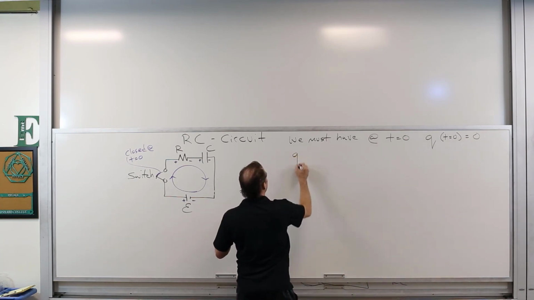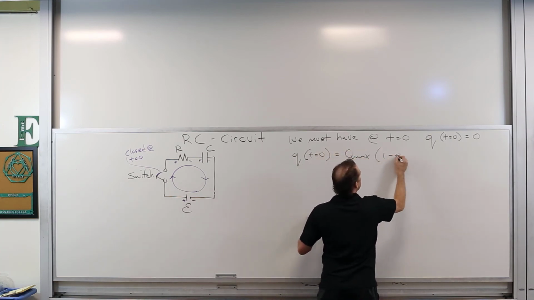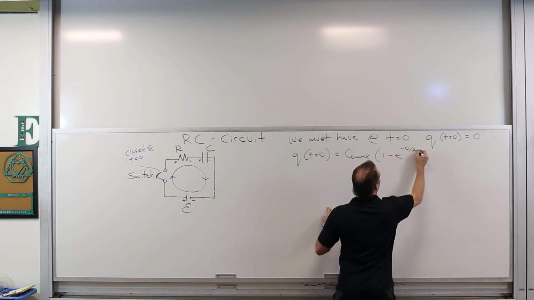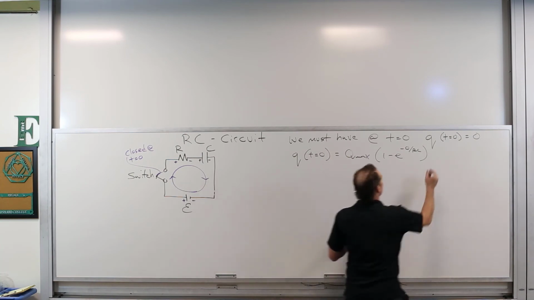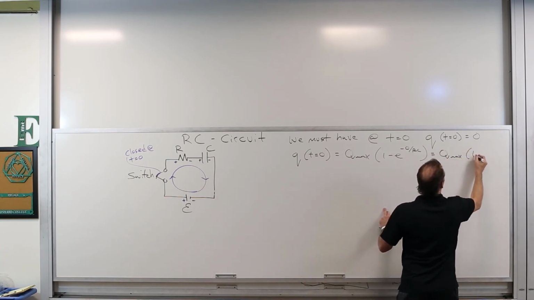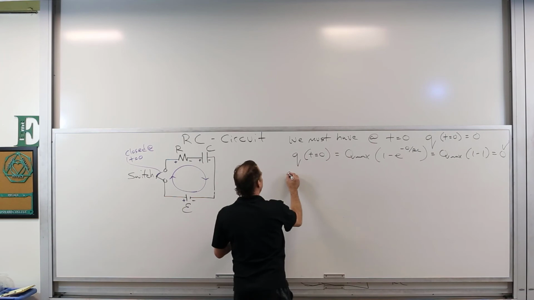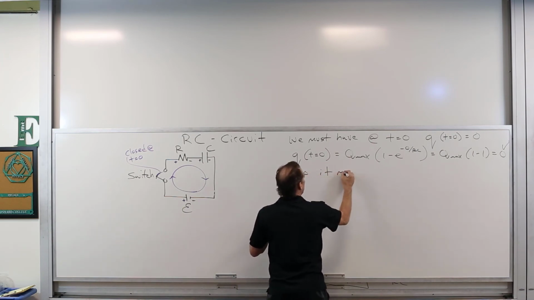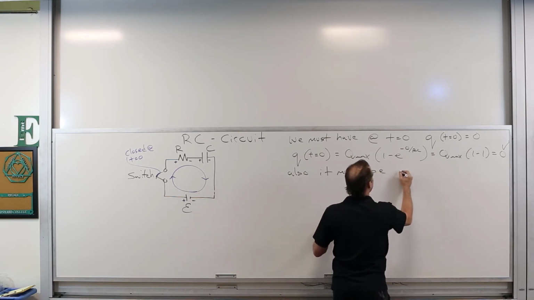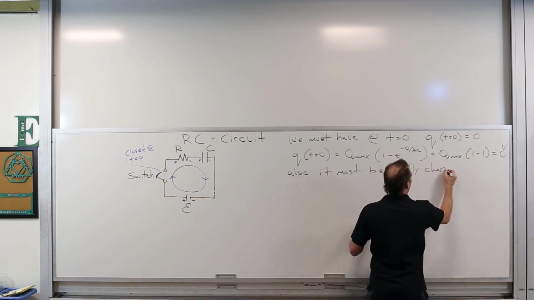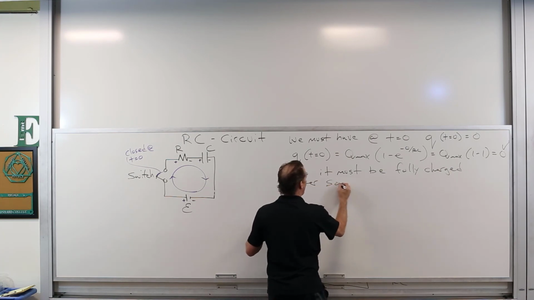So let's check that. Q at t equals 0 is equal to Q max times 1 minus e to the negative 0 over RC. What's e to the 0? It's 1. So that checks. We also must have that it's fully charged after some amount of time.